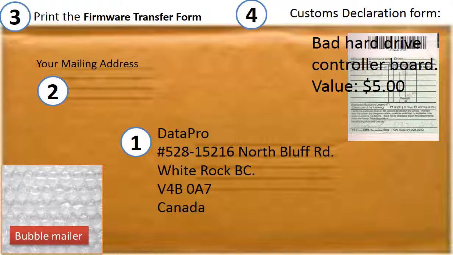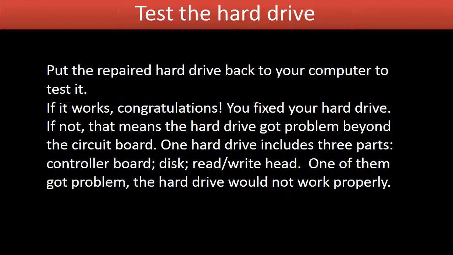1. Print out our shipping address on the envelope. 2. The client's shipping address. 3. Print out the circuit board firmware transfer form and ship the form together with the board. 4. Customs declaration. Item name, bad hard drive circuit board. Item value, $5.